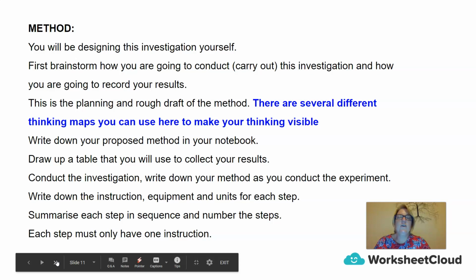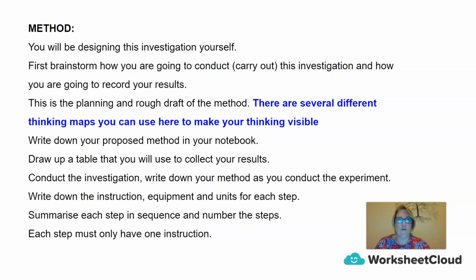So I am not giving you the method. The skill of today's lesson is you are going to be learning to design your method yourself. So first, I want you to brainstorm, how are you going to conduct and carry out this investigation? How are you going to record these results? So this planning is a rough draft of your method.